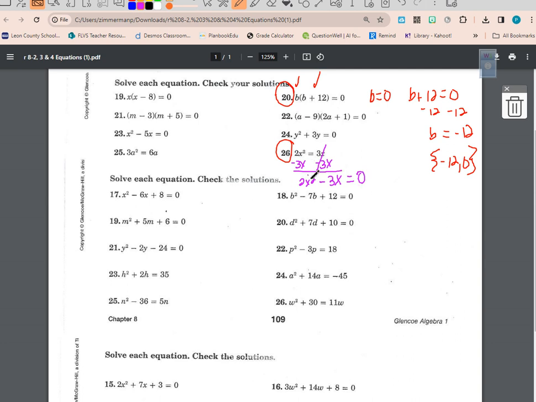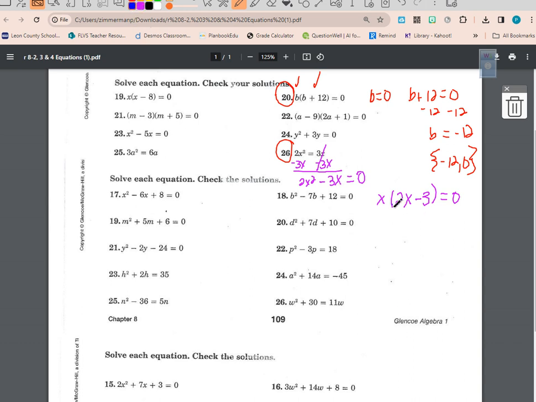Right. So 2x squared minus 3x. Not a perfect square minus a perfect square, but is there a greatest common factor? Yes. What's the greatest common factor? Yes, x is right. So x times 2x gives me 2x squared, minus x times 3 gives me 3x. So now I've got it factored. Now what do we do?